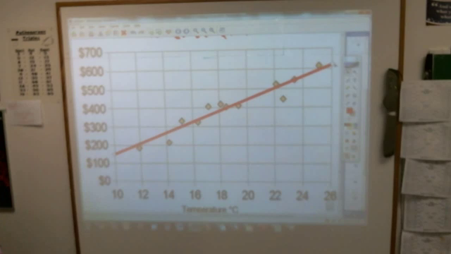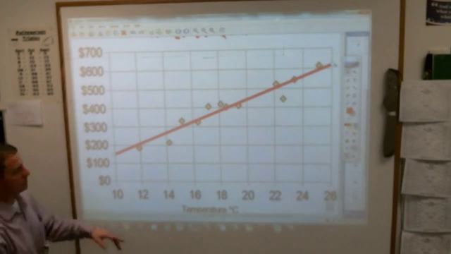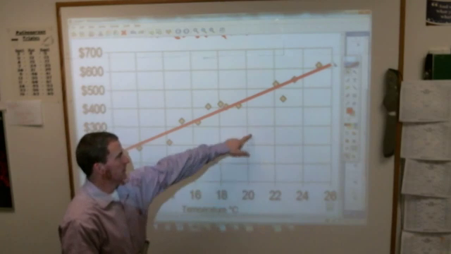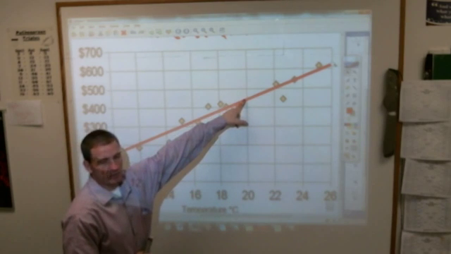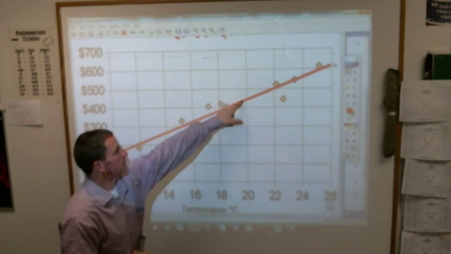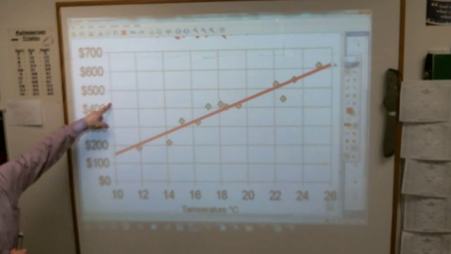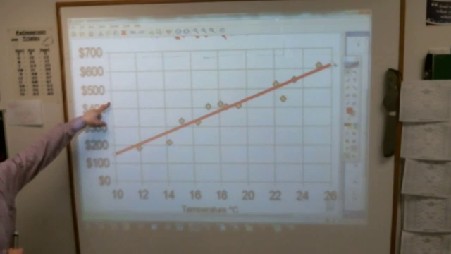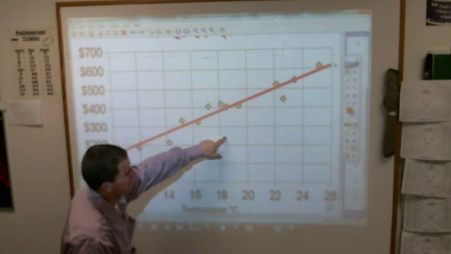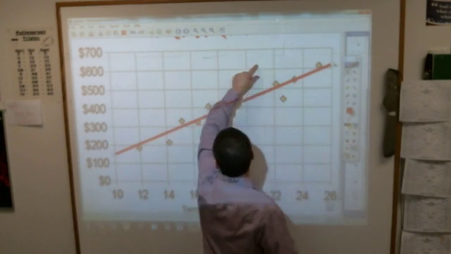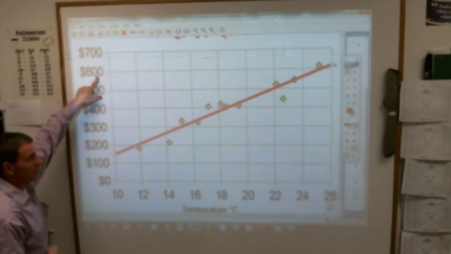Okay. And again, with that, you should be able to predict some stuff here. At 20 degrees Celsius, whereabouts does that cross? How much money would that cost you? Somewhere between 400 and 500, probably 430 or something like that. At 26 degrees, you're way up here in the 610, 620 range.